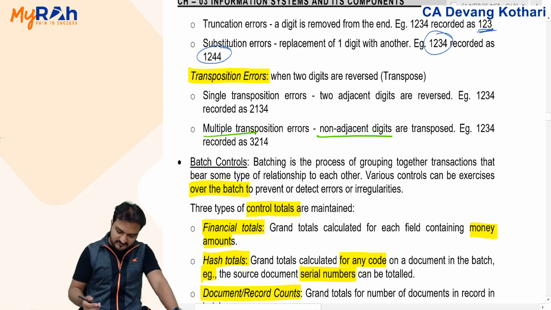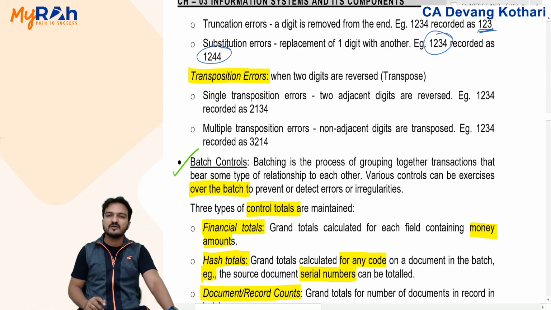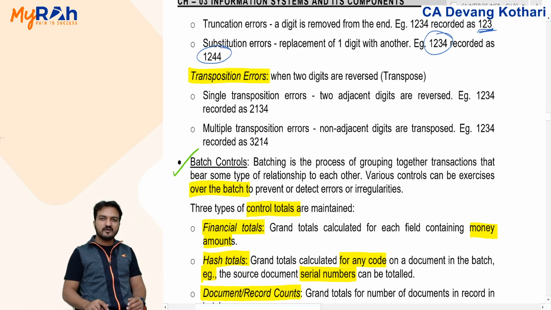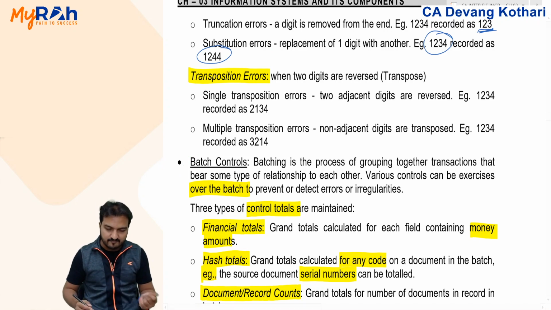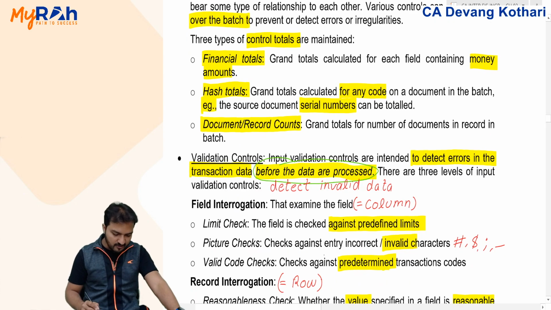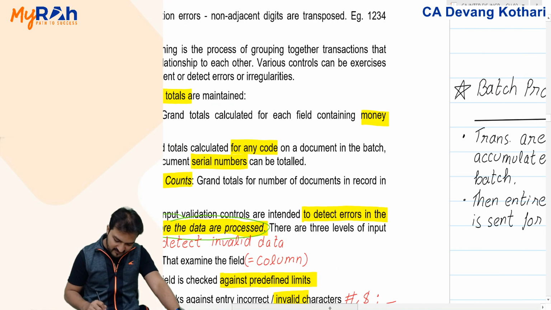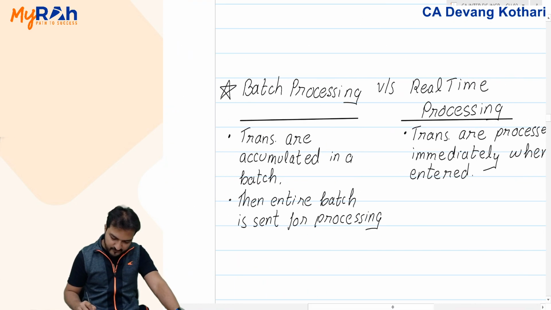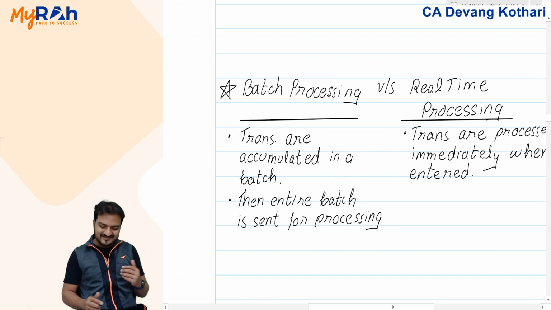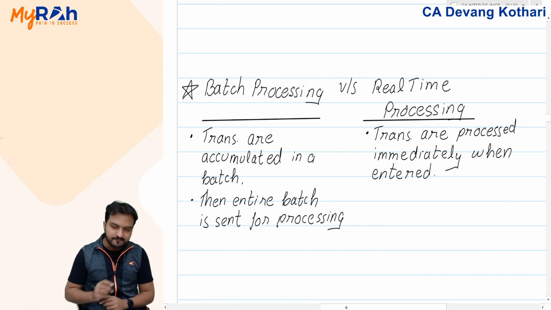That is your transposition error. Batch controls. Batch controls are the controls implemented while doing batch processing. But for that matter, we first need to discuss what exactly batch processing means. Batch processing versus real-time processing: what is the difference?